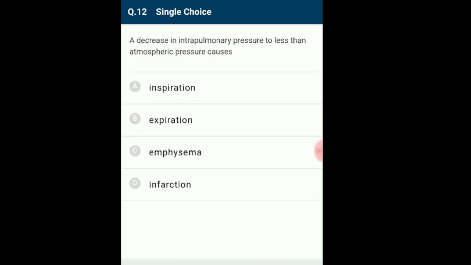Question number 12. A decrease in intrapulmonary pressure to less than atmospheric pressure causes. Intrapleural pressure is the pressure of the air within the pleural cavity between the visceral and parietal pleura. Air flows into the lungs largely due to the difference in pressure. Atmospheric pressure is greater than intraalveolar pressure and intraalveolar pressure is greater than intrapleural pressure. Air flows out of the lungs during expiration based on the same principle, when pressure within the lungs becomes greater than atmospheric pressure. So the answer is option A, inspiration.